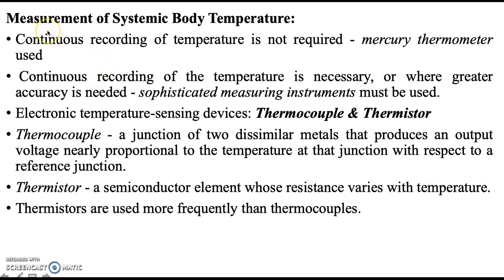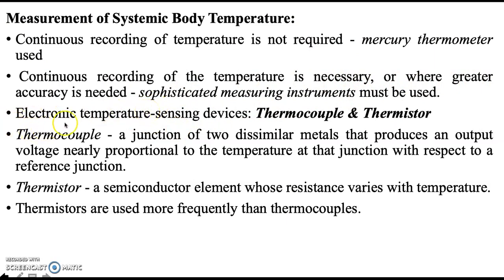Now we'll see about measurement of systemic body temperature. Whenever continuous recording of temperature is not required, that is, the temperature can be recorded for a particular instant of time and not for a longer period, in those cases we can go with the ordinary mercury thermometer. Whereas whenever continuous recording of the temperature is necessary, that is, if the person is hospitalized and the temperature must be recorded for a longer duration, then we need some sophisticated instrument, and we also need greater accuracy.